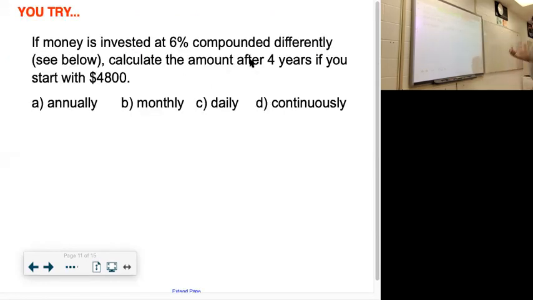Okay, so you can try this one, right? 6% compounded differently, 4 years, and we're starting with $4,800. So you can go ahead and calculate these. I'll pause it and show you the answers in a minute.